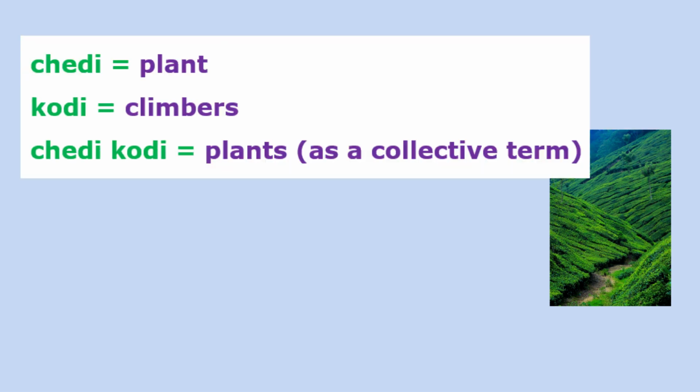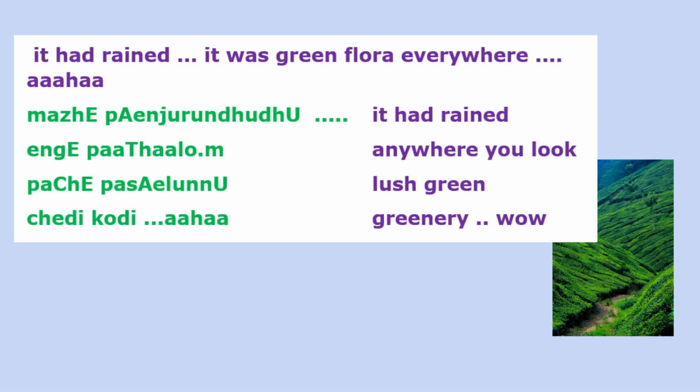Chedi is plant, kodi is climbers. Chedi, kodi is plants as a collective term. மழை பெஞ்சிருந்தது, it had rained. எங்கே பார்த்தாலும், anywhere you look or all over the place, பச்சை பசேலுன்னு, lush green, செடி கொடி, plants. Aha, that is wow.